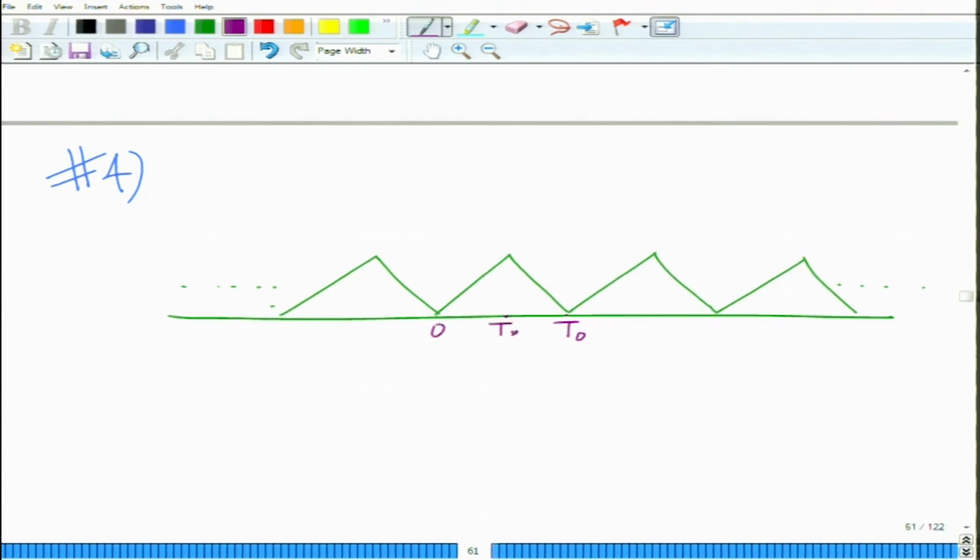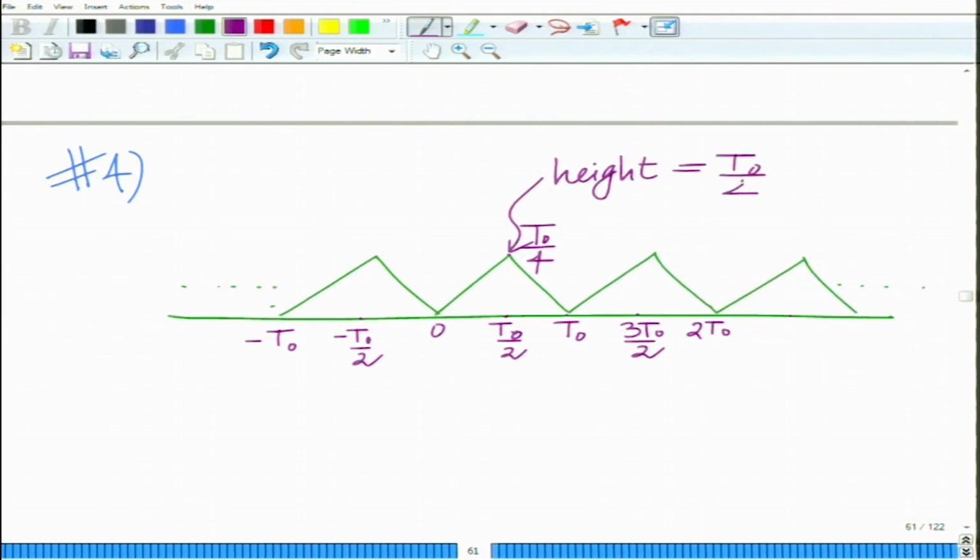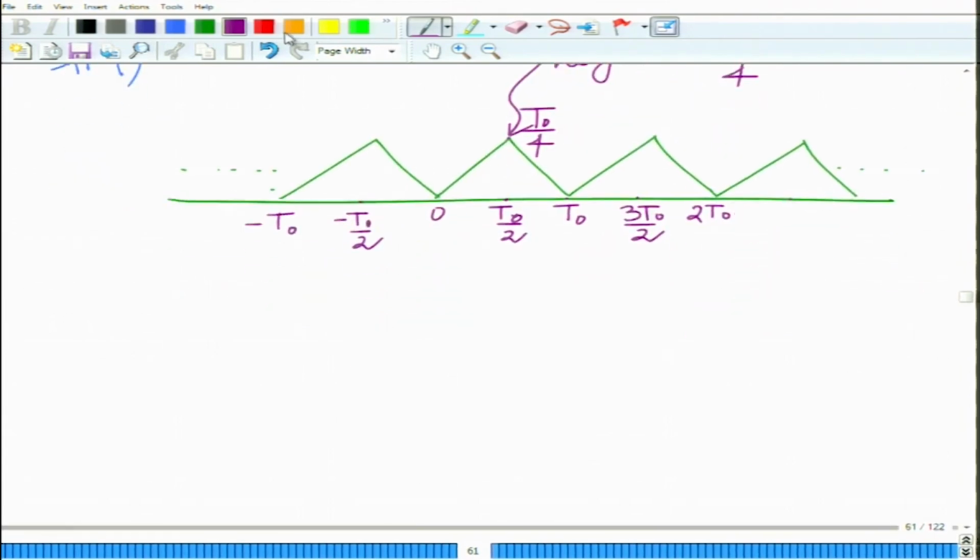So, this is 0, T naught over 2, T naught, 3 T naught over 2, twice T naught, and so on, minus T naught over 2, minus T naught. Okay. And let the height of this be equal to T naught over 4, just choose something convenient. So, this is height equals T naught over 4, and this is your periodic triangular wave. Okay. We have seen a periodic square wave before, this is a periodic triangular wave.